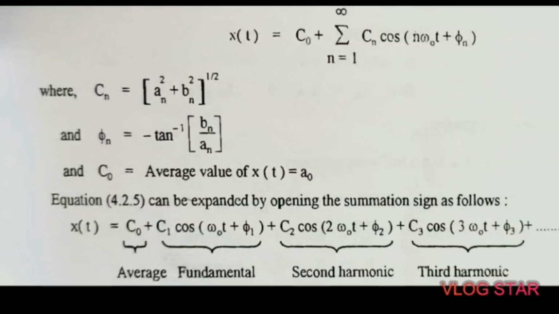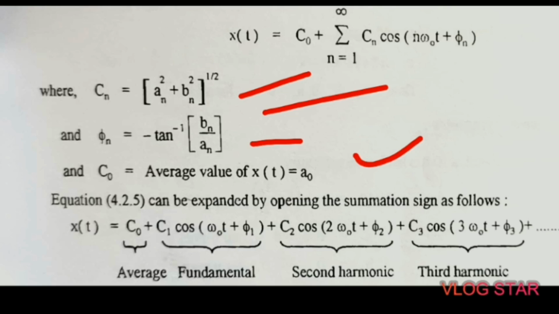The next type of Fourier series is the polar Fourier series. The polar Fourier series is derived from the trigonometric Fourier series by combining the sine and cosine terms of the same frequency. The polar Fourier series representation is as follows. That is x(t) = c0 + summation n=1 to infinity cn cos(n omega0 t + phi n), where cn is equal to the square root of an squared plus bn squared and phi n is the tan inverse of bn upon an, where c0 is the average value of x(t), that is a0.